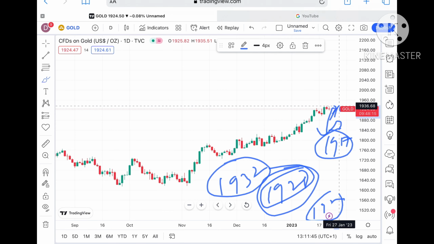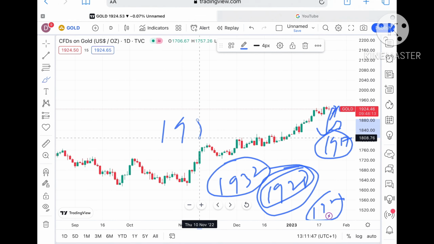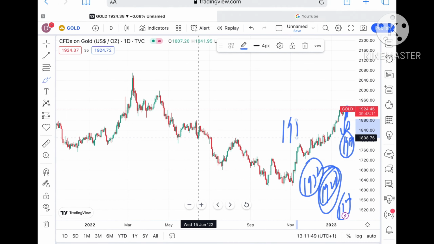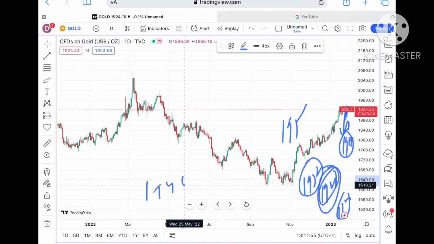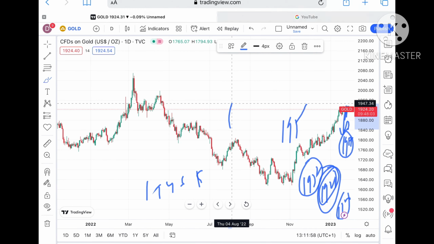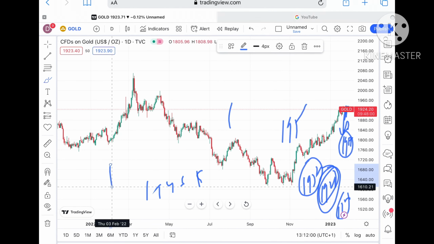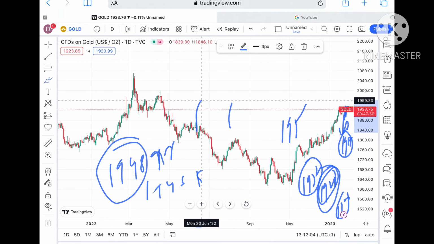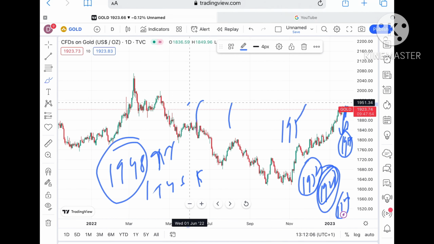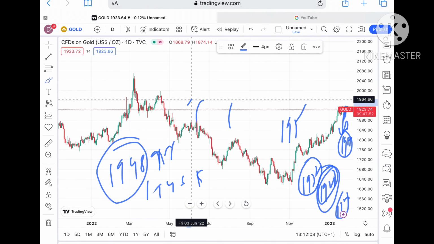So chances of touching a level of around 1936 are there, and from there we can see it can move further upside towards a level of around 1940, and once the price sustains above that level, it can touch a level of around $1946, and from there it can go towards a level of around 1948. Keep this in mind, 1948 is a weak resistance, so chances of going further upside are there. It can touch a level of around 1950 to a level of around 1964.